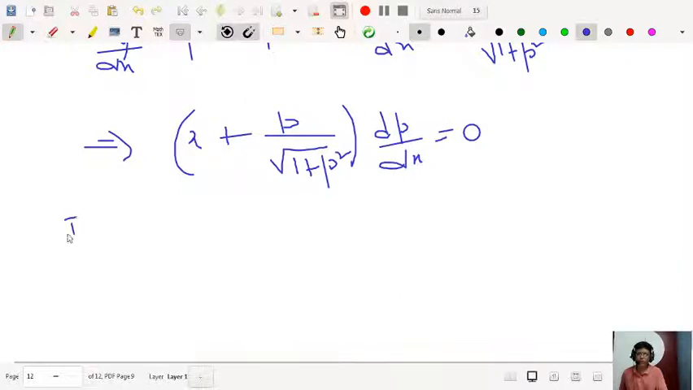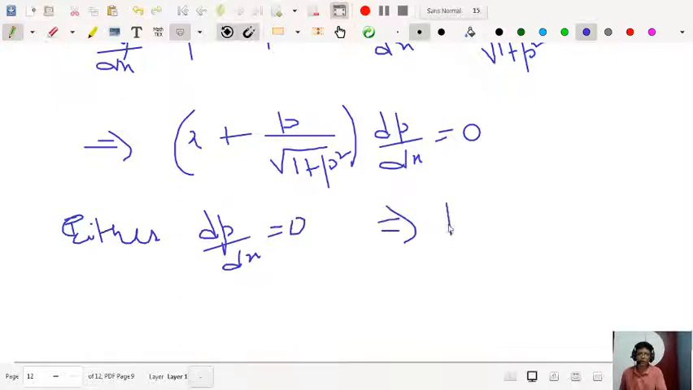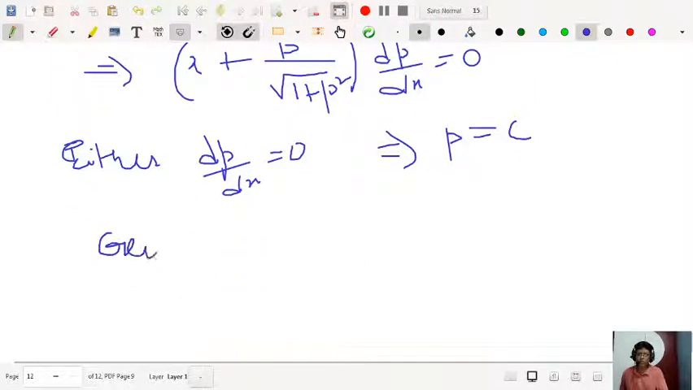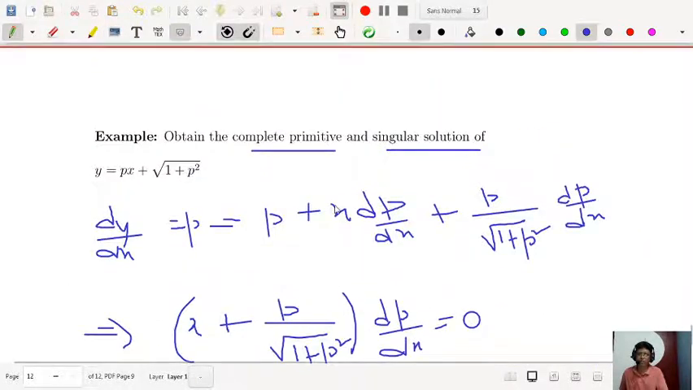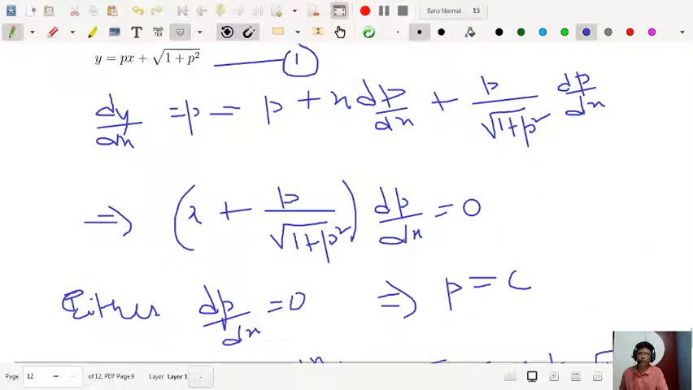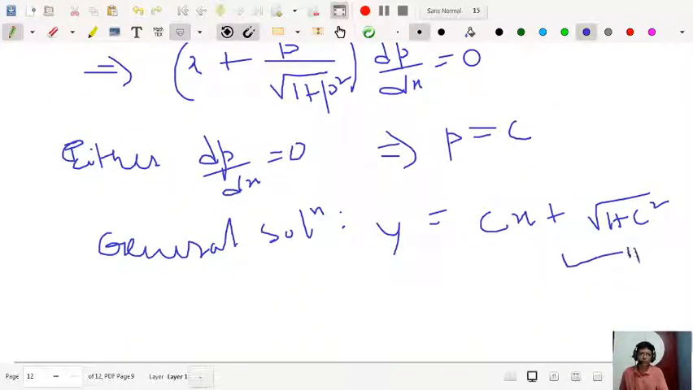So integrating, either you have dp/dx equal to 0, so that will give you p equal to c. So your general solution, or complete primitive, is y equal to cx plus root over 1 plus c square. Okay, you are replacing p by c. So this is equation 1, and your general solution is equation 2.